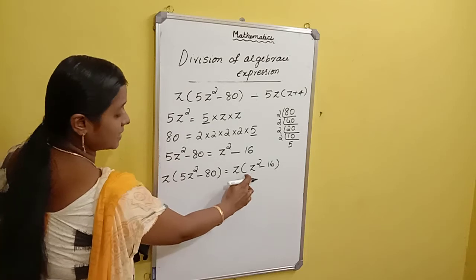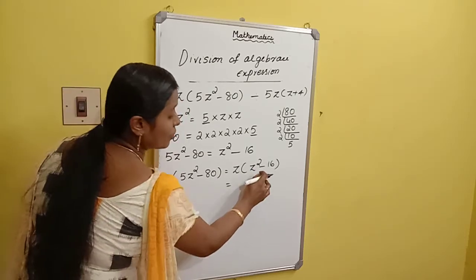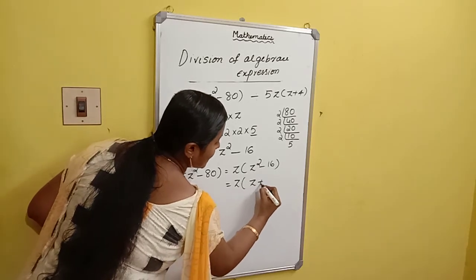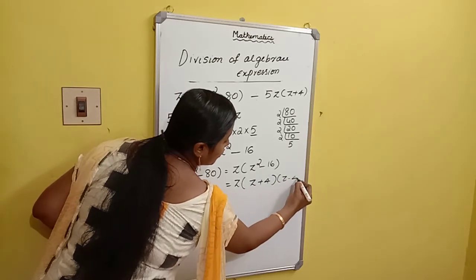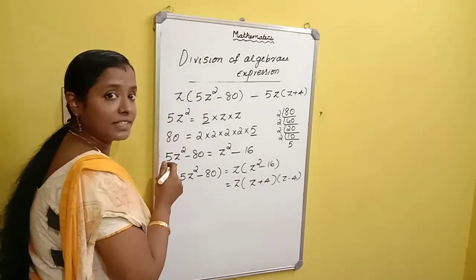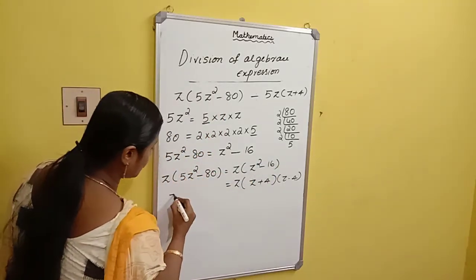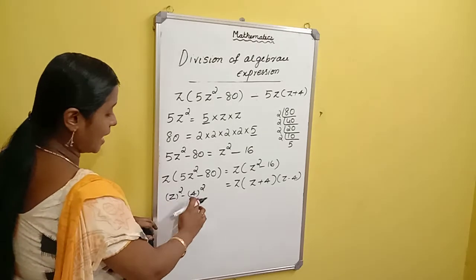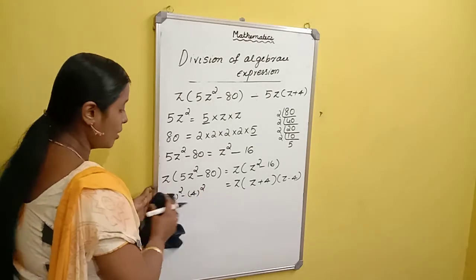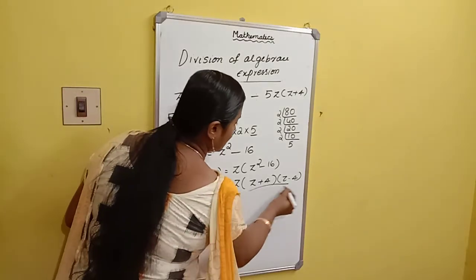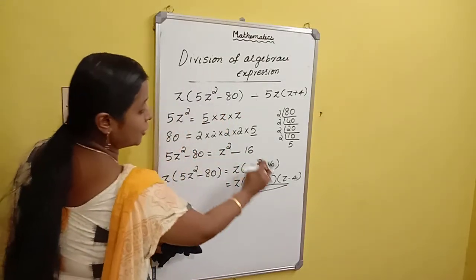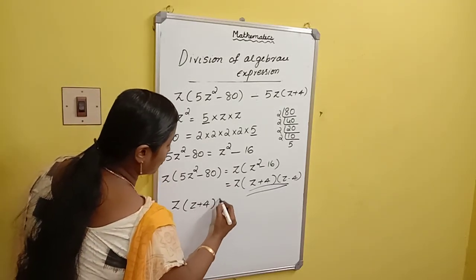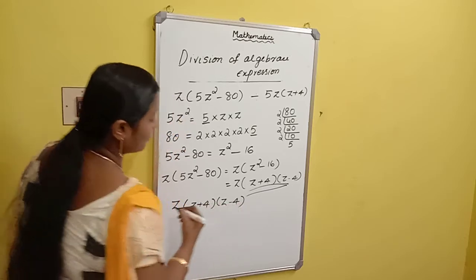Here z square minus 16. Z square minus 16, how will you write? A square minus b square. Yes, z plus 4 into z minus 4 is actually z square minus 16. Z square minus 16 means z the whole square minus 4 the whole square. Again a square minus b square. After that, we can simplify this expression to this one: z into z plus 4 into z minus 4.